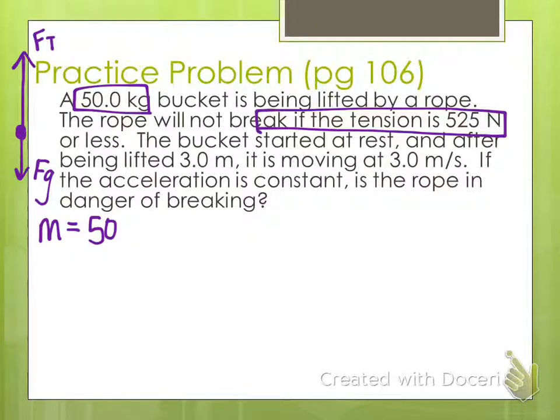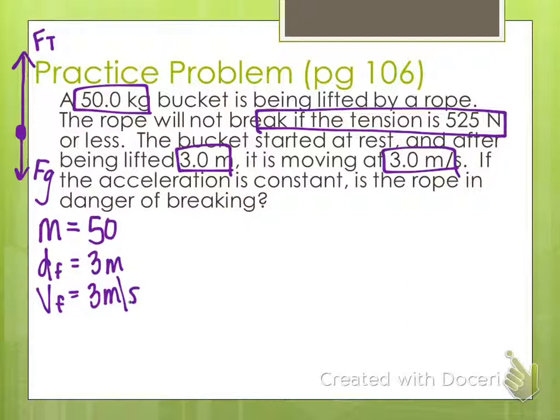So let's go ahead and use our kinematics here to solve for acceleration. We don't know the overall acceleration of our object, do we? But we know our distance final, our velocity final, and our velocity initial. Our distance final is equal to 3 meters. Our velocity final is equal to 3 meters per second. What's our initial velocity? 0. Yeah, because it starts from rest. We start to lift the bucket up.